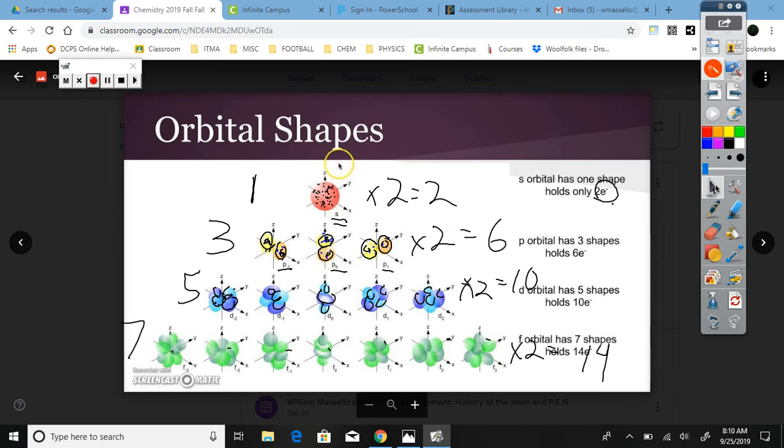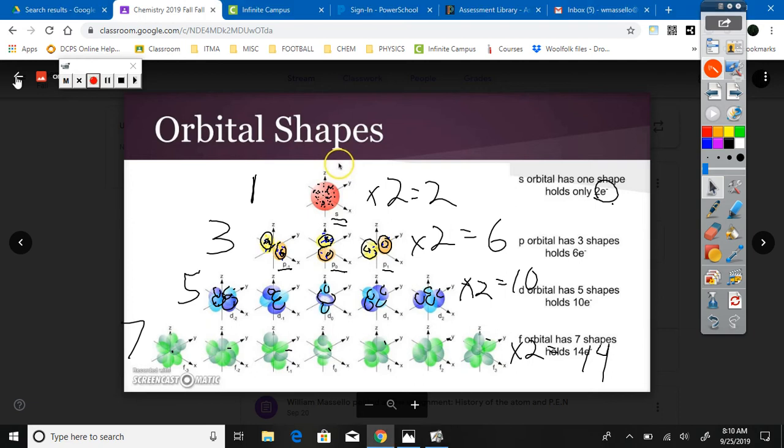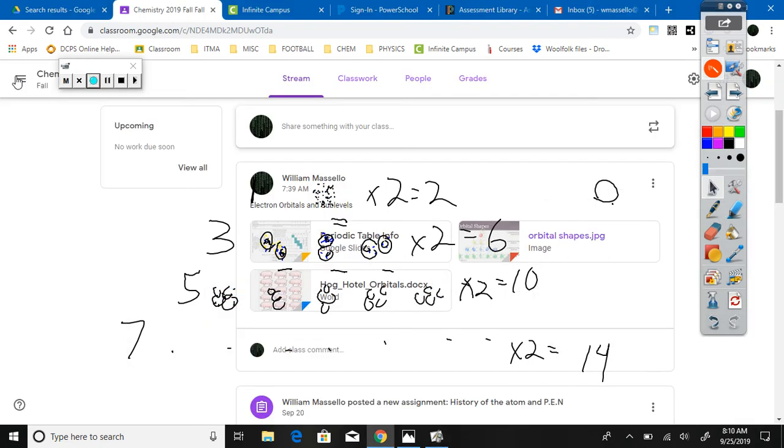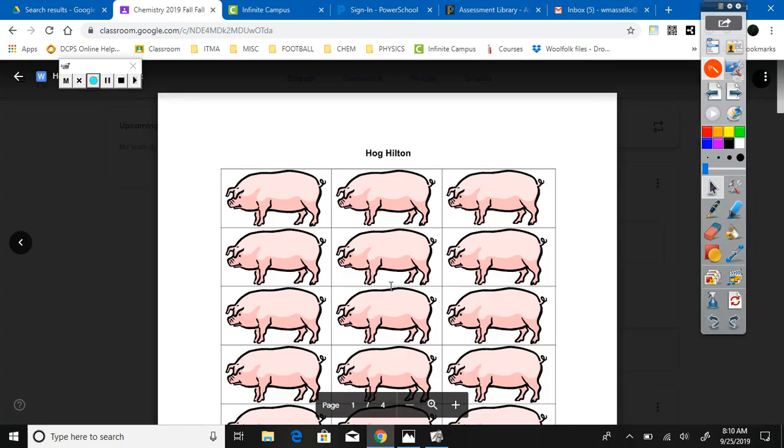Okay, here we go. I want you to go back to Google Classroom, and now I want you to click on this thing that says Hog Hotel Orbitals, and we're going to learn how to put electrons where they're supposed to go. And how many of you have ever been on a farm?